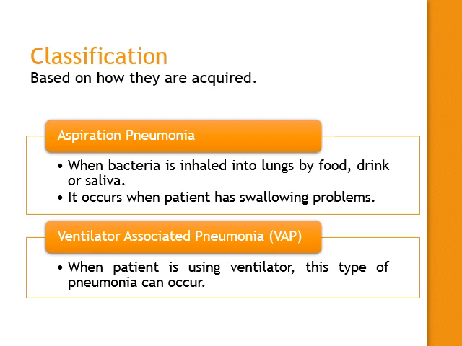The pneumonia can also be classified into aspiration pneumonia or ventilator associated pneumonia based on how the infection has been acquired. Now, if the microorganisms have gone into the lungs through food or drink or saliva, we call it aspiration pneumonia. This occurs when the patient has problems in swallowing and the infected food or drink or saliva is going into the lungs and causing the infection in the lungs. So we call it aspiration pneumonia.